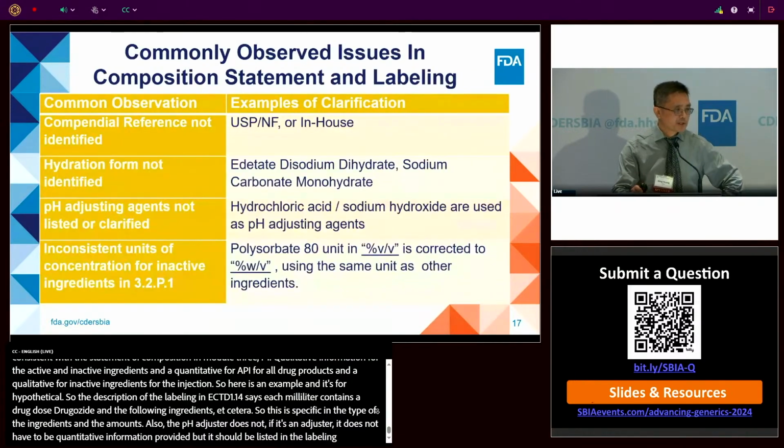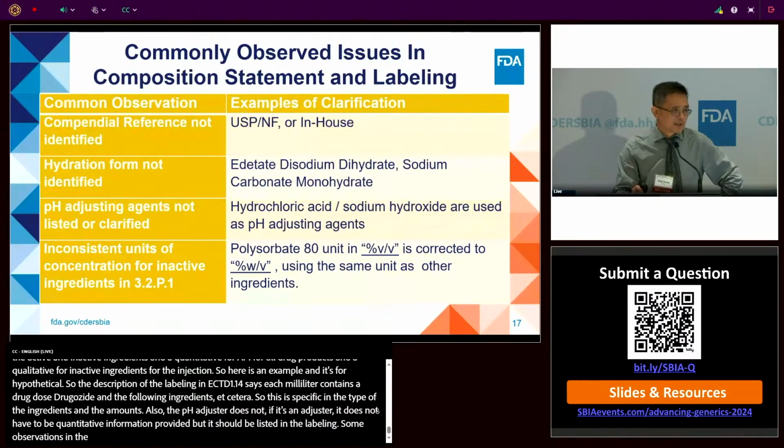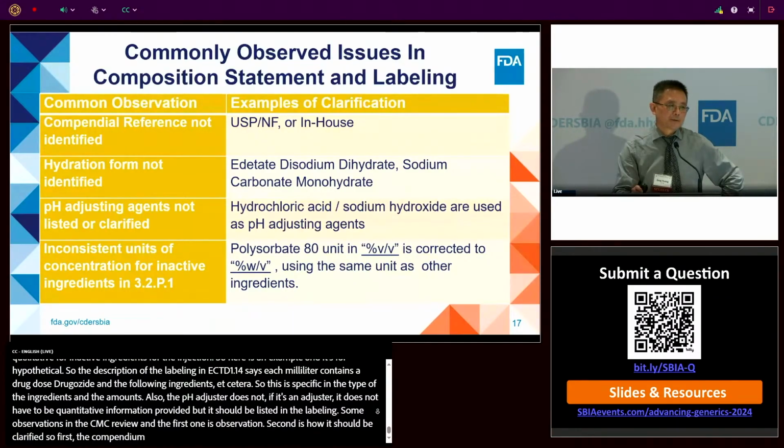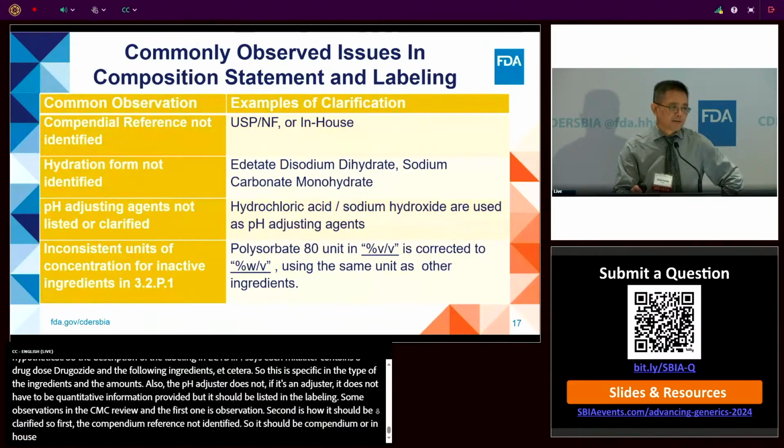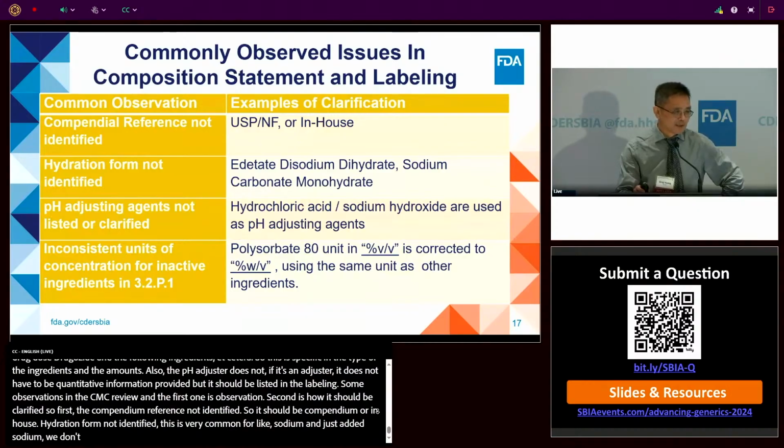So some observations during our CMC review: the first is the observation, and the second is how it should be clarified. First, a compendial reference not identified. So it should be stated as compendial or in-house. And hydration form not identified. Very common for us, like sodium, added sodium, and just added sodium. We don't know what kind of form it is. And sodium carbonate monohydrate is clear, as shown in the right column.